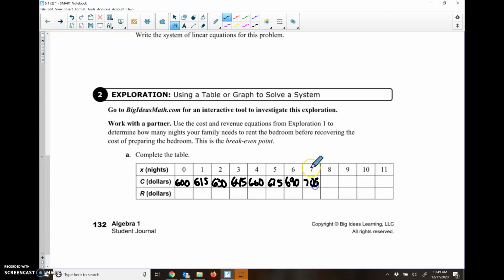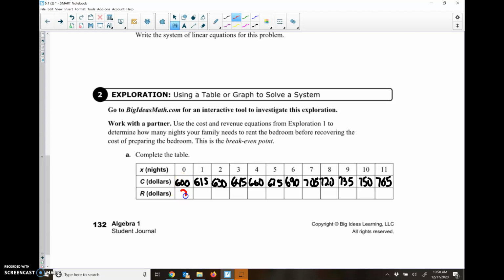So after 7 nights, someone's been there for a week, it's $705, then $720, then $735, then $750. We'll stop right here. After 11 nights of someone being there, it cost your parents $765. The $600 for getting the room started, and then $15 a night for the stuff we talked about before.